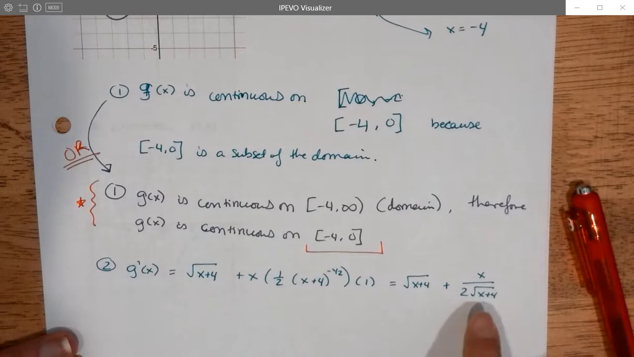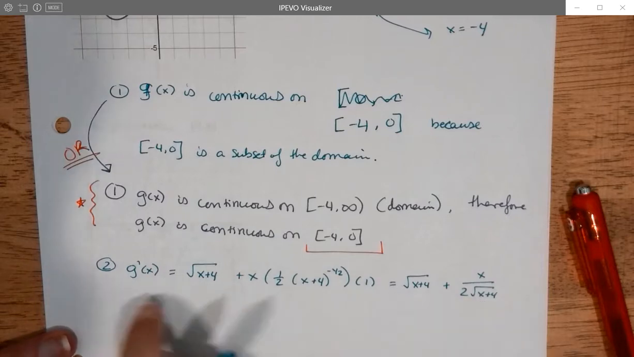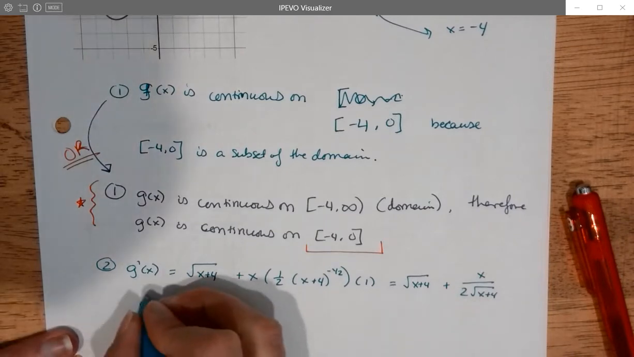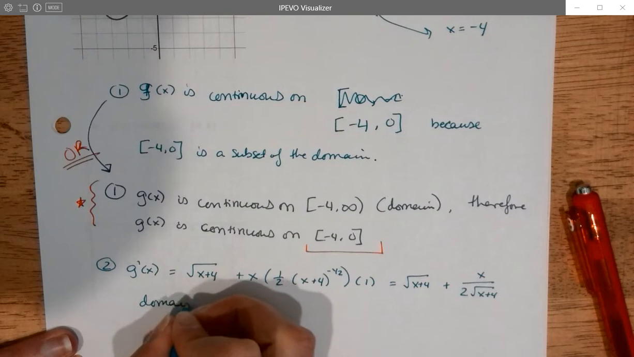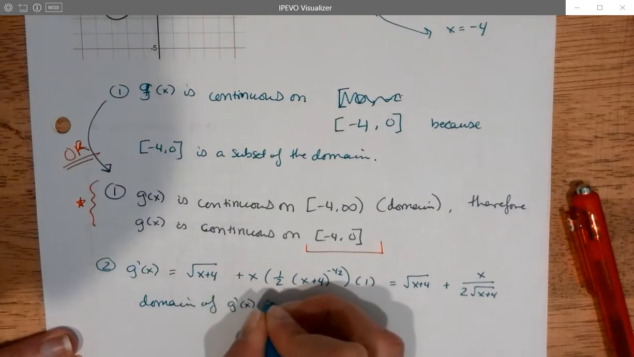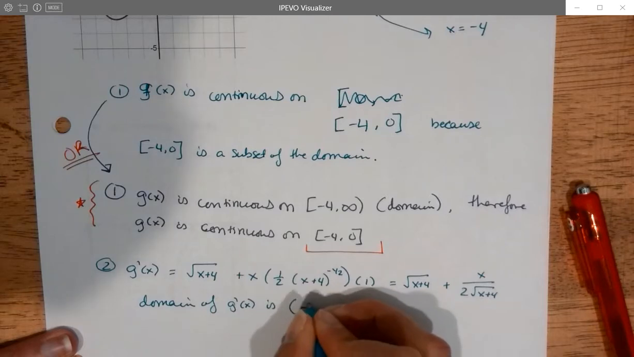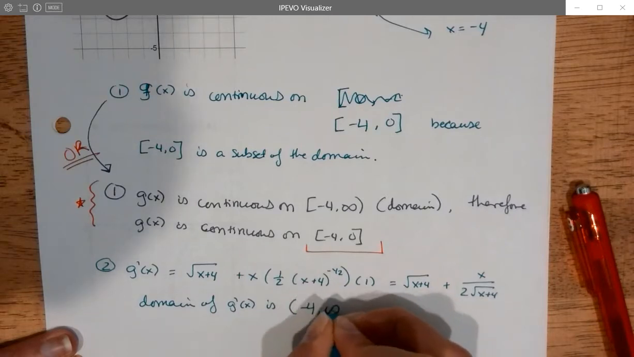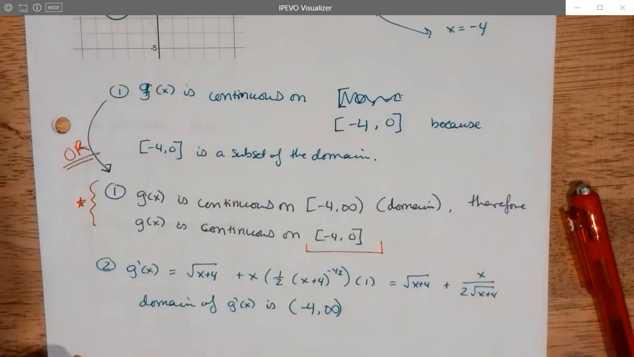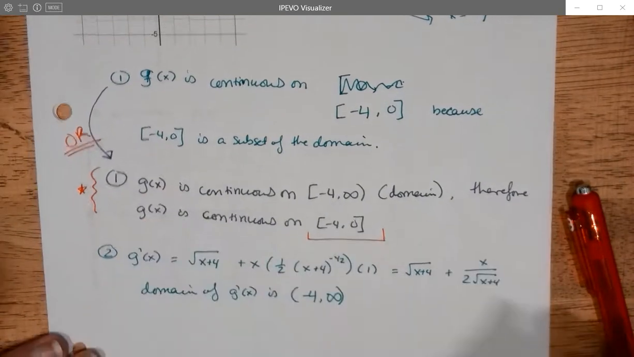Now, because I have a square root in the denominator, the domain of g prime of x is not going to include the -4, but everything else. So we're going to make that note. The domain of g prime is parentheses -4 to infinity. Everything else is fine. You can't include the -4 because the square root's in the denominator now. Now, I don't need to find the domain of g prime. I need to find out where regular g is differentiable.